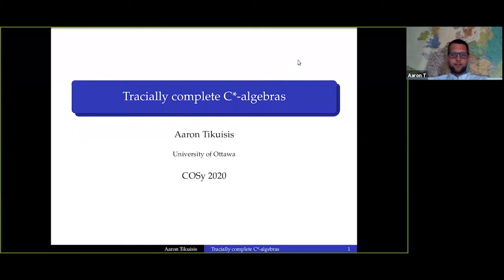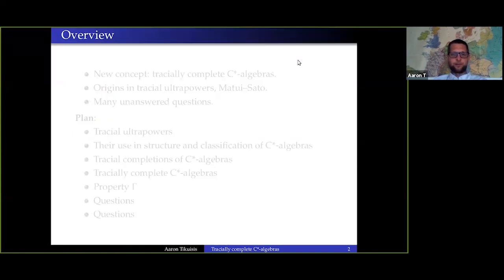I'll jump right into my overview and tell you what I'm going to talk about. So I'm talking about a fairly new concept that we call tracially complete C-star algebras. And it seems like an interesting new thing, and I wanted to share a lot of the questions around it.